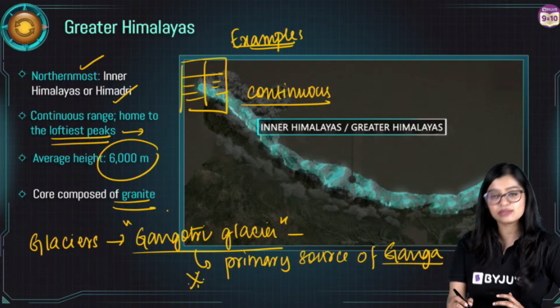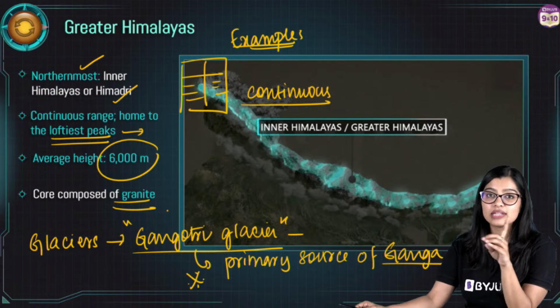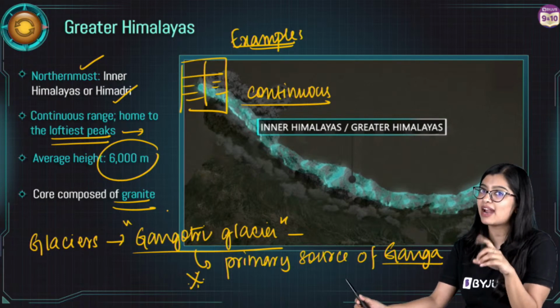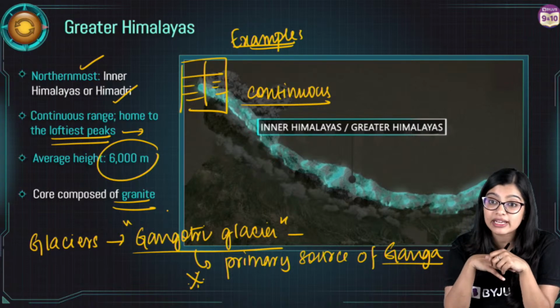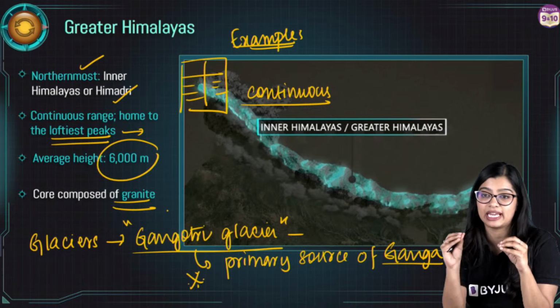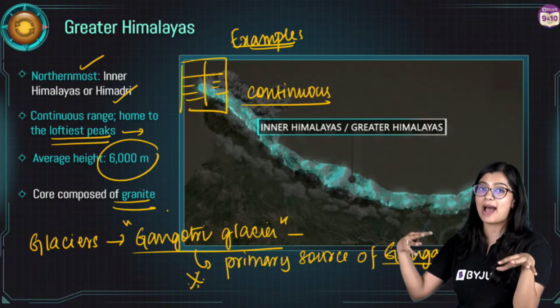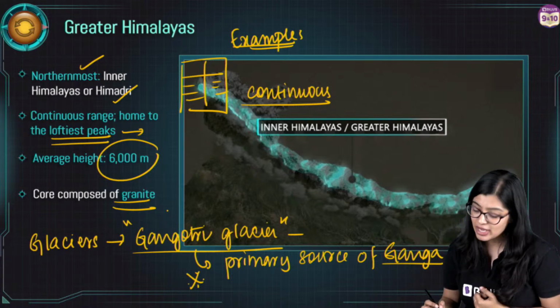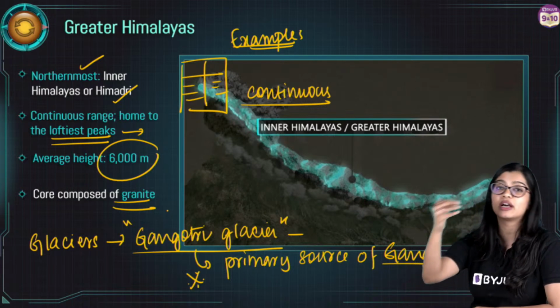What is granite? We know that granite is a type of rock, right? Going back to 7th grade, where we learnt about intrusive and extrusive igneous rock, granite is an example of intrusive igneous rock, right? So the cooling happens internally. Yes? Very good.